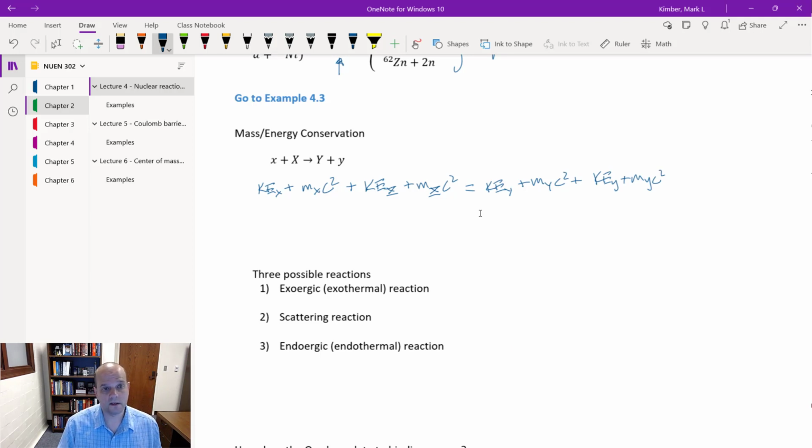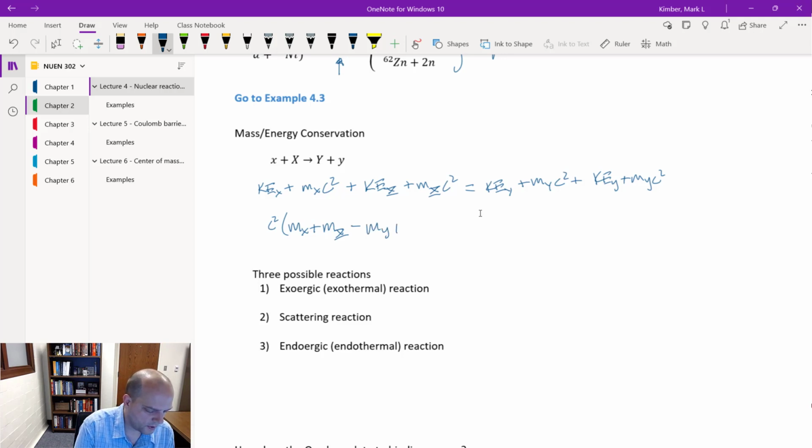So that expression right there is my mass energy conservation. It's my mass energy balance there. And so what we're going to do now is collect all the masses together, because my rest masses are all multiplied by c squared. So I've got m_x, my projectile, plus my target. And I'll move things over to this side.